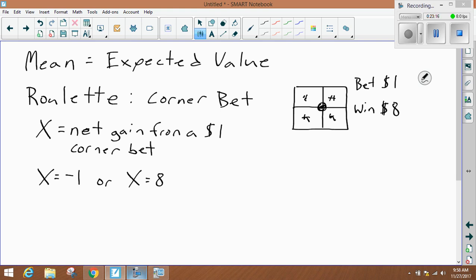All right. Let's make a probability distribution for this, right? So we have our value. We have our probability. So first one is that you lose. Oh, sorry. I guess you're not supposed to write that way. It's supposed to be -$1, or you gain $8, right? So what's the probability that you lose $1?